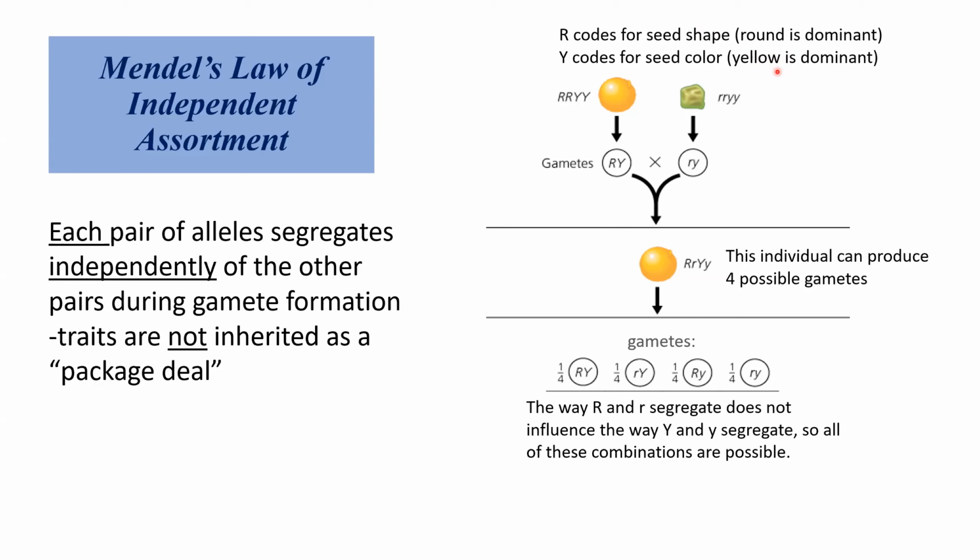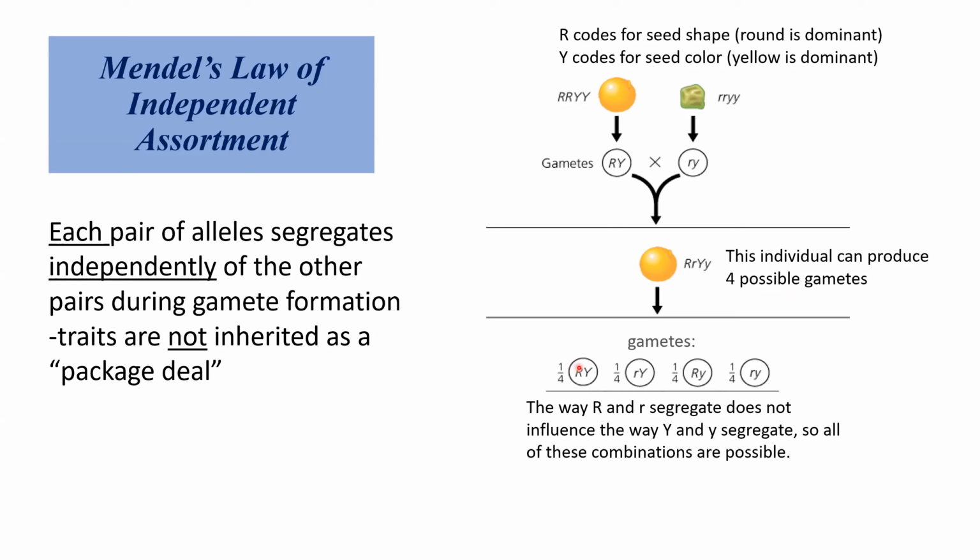And then he also did dihybrid crosses, which I want to talk about more when we talk about crosses tomorrow. But just very briefly, essentially what he did is when he crossed these, he saw that individuals could produce 4 possible gametes.